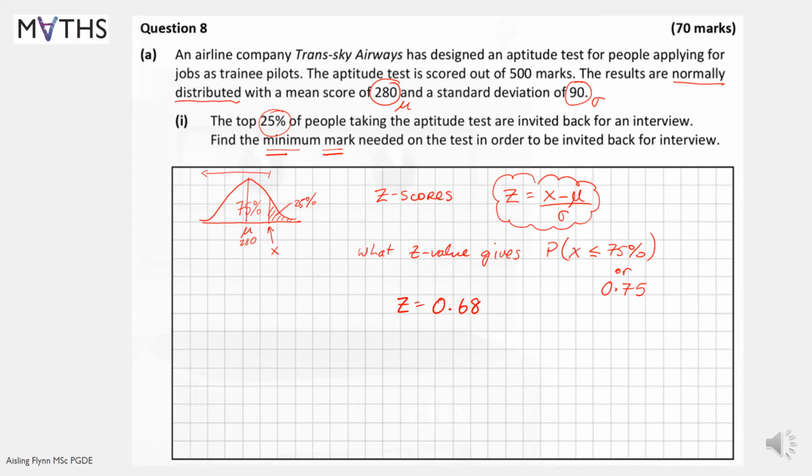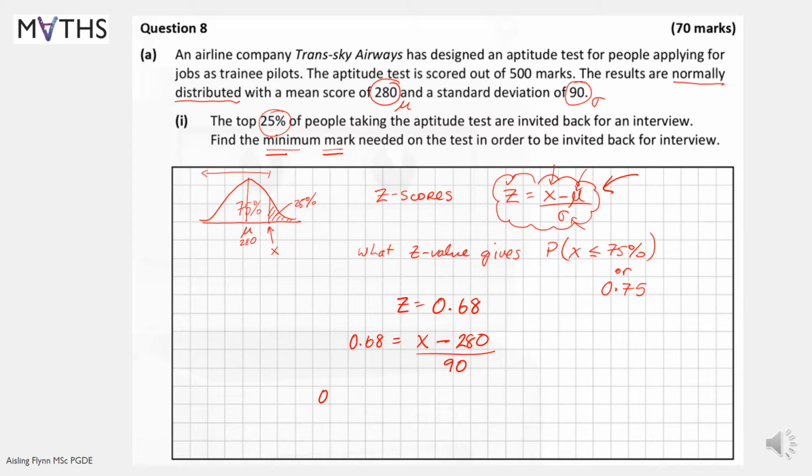Now, we have our definition of Z score here. Now we know what Z is. We're looking for our mark, which we'll call X. We know the population mean and we know the standard deviation, so we can fill in everything else. Okay, so 0.68 equals X, which we wish to find out, minus mu, which is 280, divided by the standard deviation, which is 90.